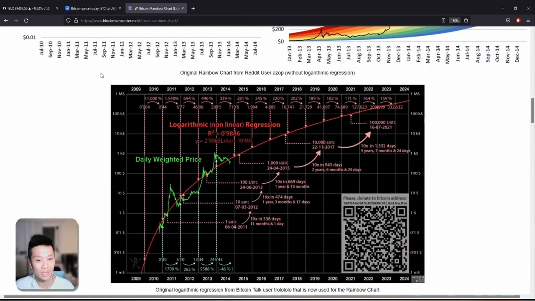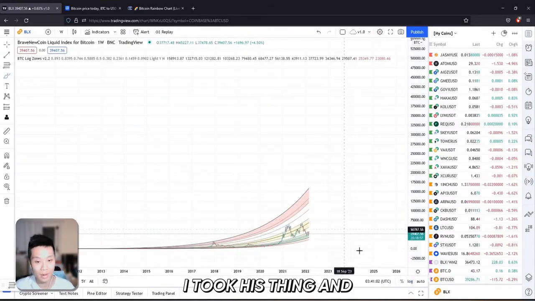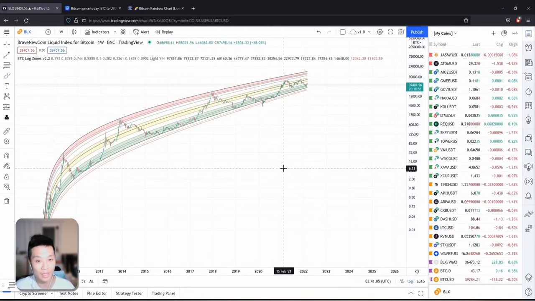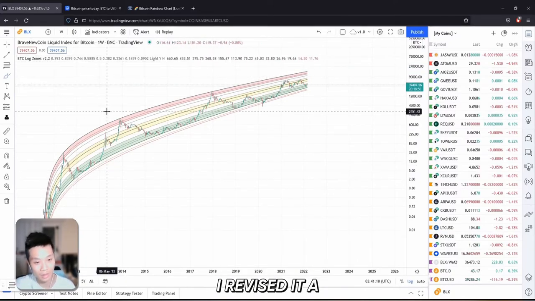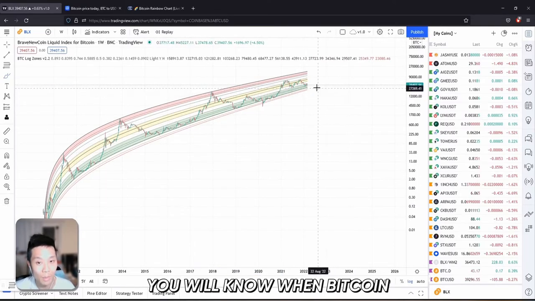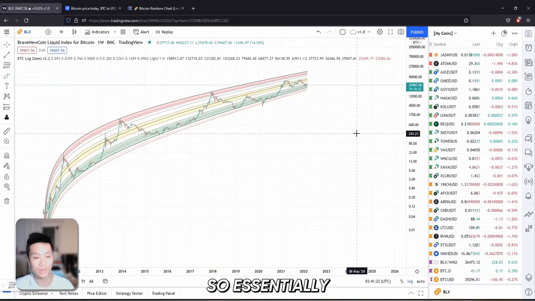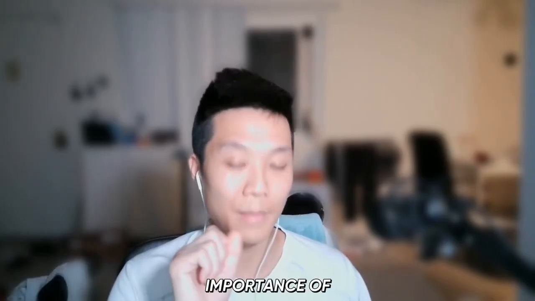So someone else took this and remodified it, and then this is where we get this, right? And then I took his work and further refined it. You get what I'm trying to get at? So I took it to another level. This is like version 2.2. I revised it a couple of times. So then you get this logarithmic formula. So now you'll know when Bitcoin is low, and you'll know when Bitcoin is high. So essentially that is the fundamental importance of understanding that.